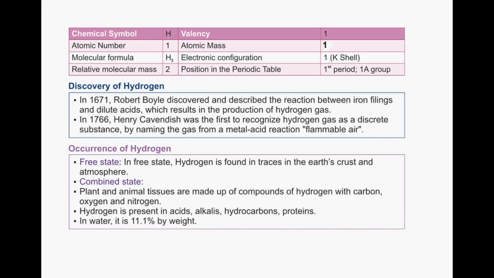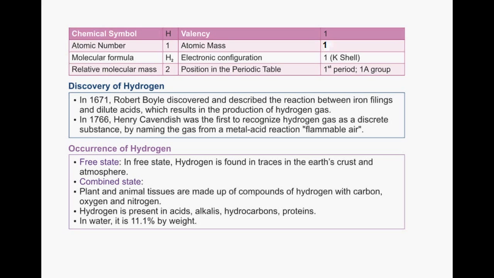As we see here now, the atomic number of hydrogen is 1. The symbol is capital H. It has valency 1. Atomic mass is 1. Molecular formula of hydrogen is written as H2. It is a diatomic gas. Electronic configuration is again 1 with 1 electronic shell as it has only 1 electron and 1 proton. Relative molecular mass of hydrogen is 2 and position in the periodic table is first period and first group.